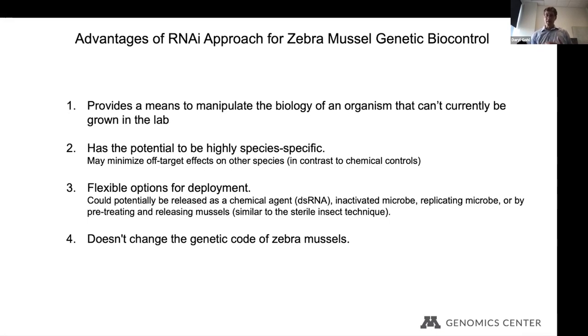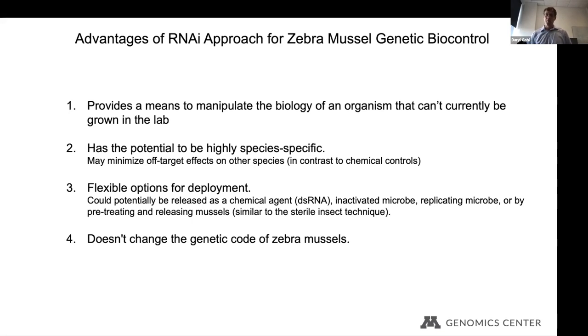It also potentially has really flexible options for deployment. So assuming that this approach works, one could potentially deploy this either as a highly specific chemical agent, using the double-stranded RNA itself as the control. Or one could deliver it in inactivated microbes, or even in replicating microbes, which might have the advantage of persisting in the environment for a longer period of time.